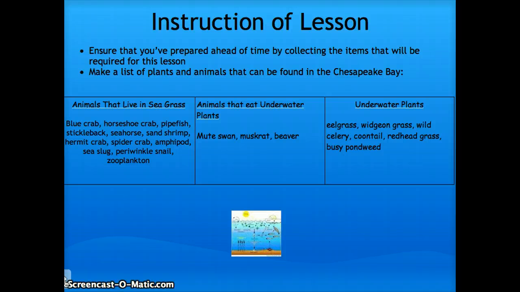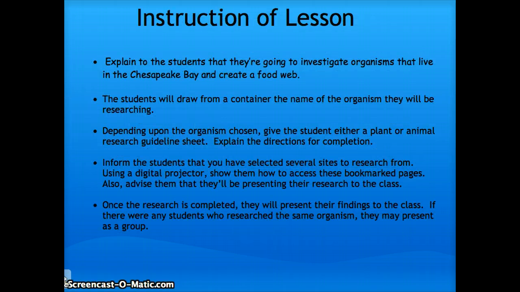For the instruction of the lesson, of course, you've got to prepare ahead of time. You've got to make a list of plants or animals that are found in the Chesapeake Bay. Here are a few organisms that are found in the Chesapeake Bay. You explain to the students what they're going to do. They're going to be investigating and researching an organism. They're going to create a class food web. You do the drawing for the organisms, and then you hand out the guideline sheet: a plant one if they choose a plant, and an animal one if they choose an animal. You explain the research guidelines.